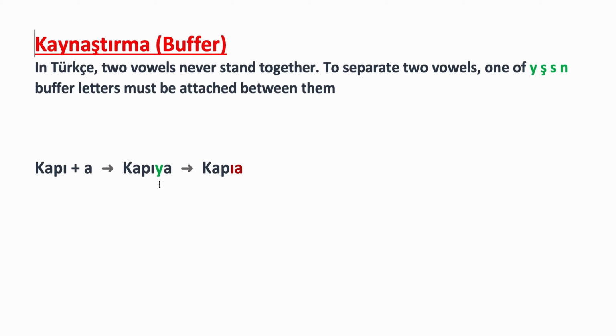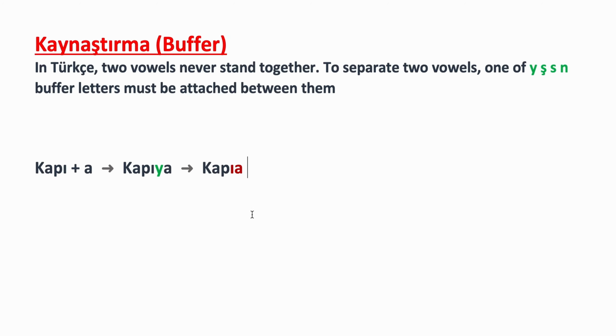Kapıya, kapıya. If you don't use a buffer, then this is very hard to pronounce and it prevents you from speaking fast. Let's compare both ways. Kapıya, kapıya. Very smooth transition. Kapıa, kapıa. Look, between two vowels, I needed to stop. Hard to say it. Kapıya, kapıya. How easy now. That's the reason we need to use buffers.